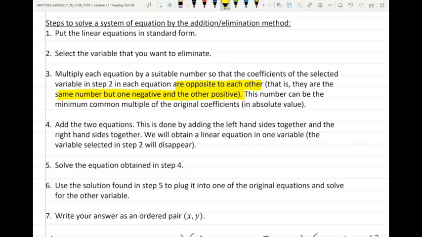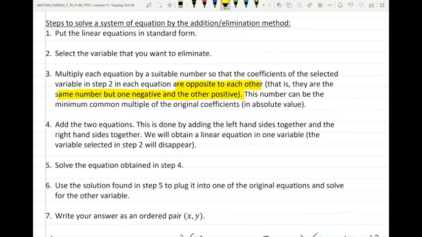Before, we wanted to have a 10 in front of the x, but we needed a positive and a negative 10. That's what this sentence is telling you. And then I'm telling you this number can be the minimum common multiple of the original coefficients. We have 2 and 5. The minimum common multiple is 10. That's the number that you need. So just find what you're missing to multiply.